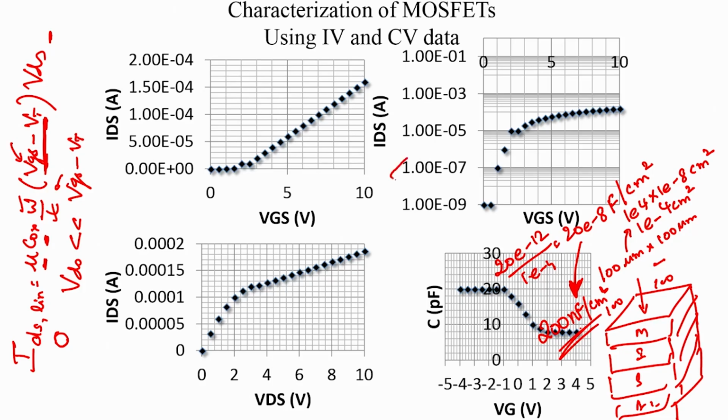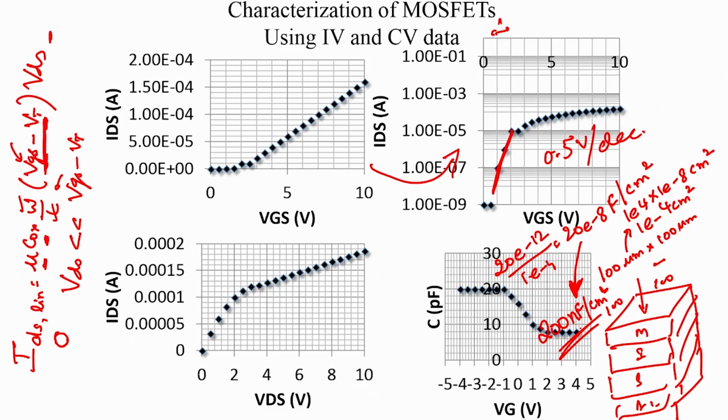And then let's look at the log ID versus log VGS characteristics. We have already looked at this. So, we saw that the subthreshold swing is, in order to get this past 2 decades you need about 1 volt, and therefore, it is about 0.5 volts per decade. So, that is the swing.